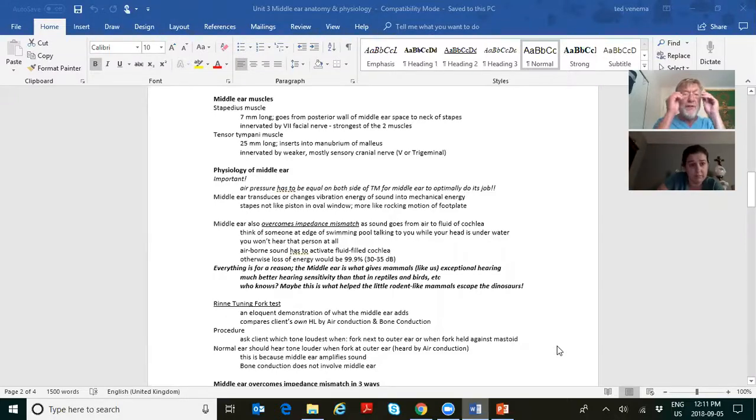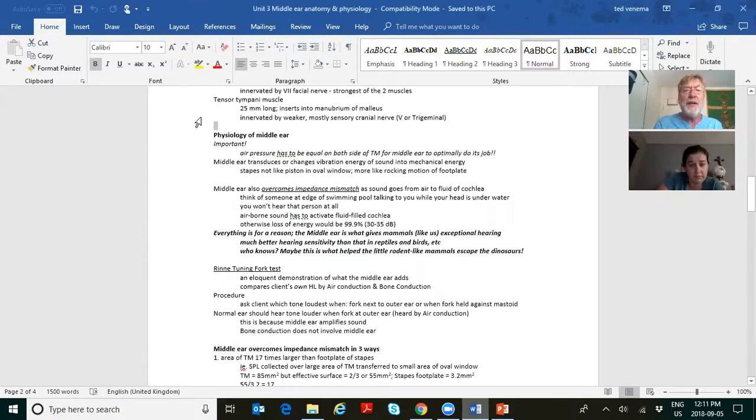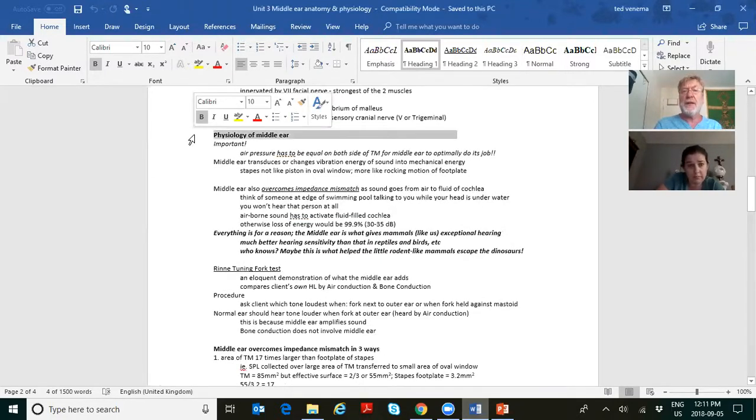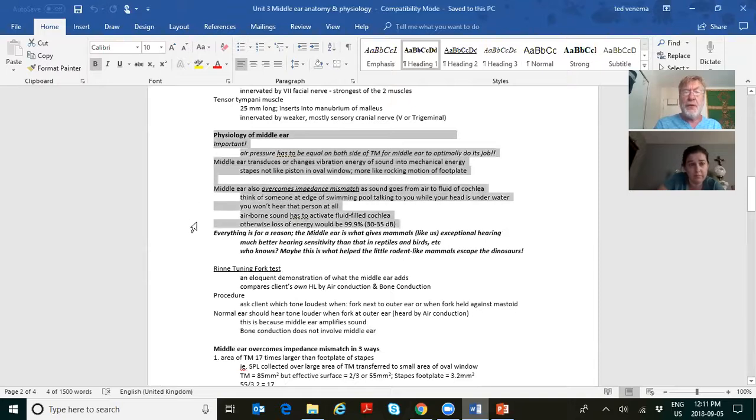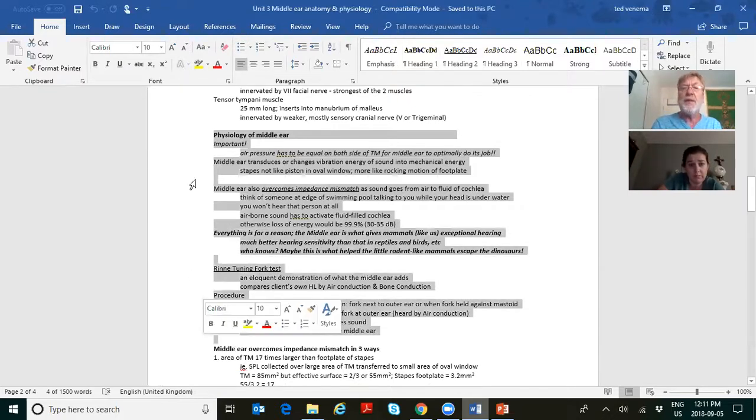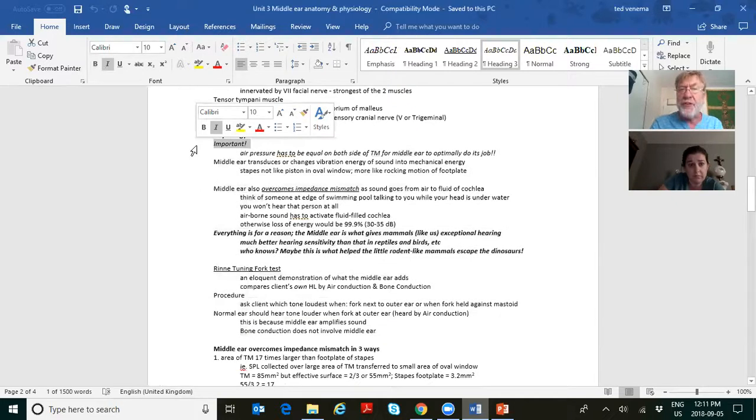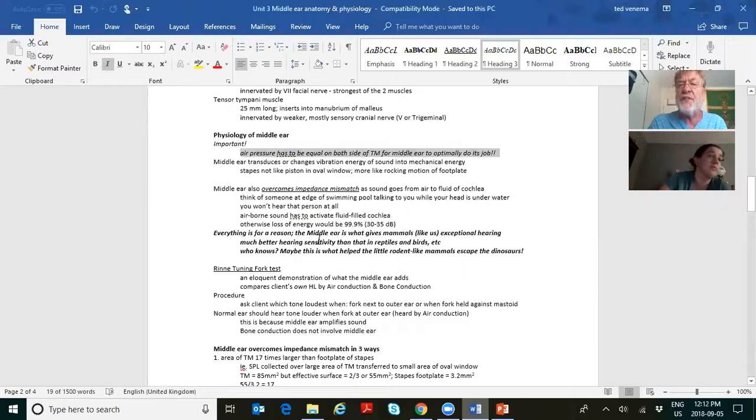Now, to read further, for next week, we will be looking at the physiology of the middle ear. Okay, and I'm going to cover this quickly now so that you'll have heard it once, and then next week we can dive right into it because we want to get down to here for next week. The middle ear, important. Air pressure has to be equal on both sides of the tympanic membrane for the middle ear to optimally do its job.